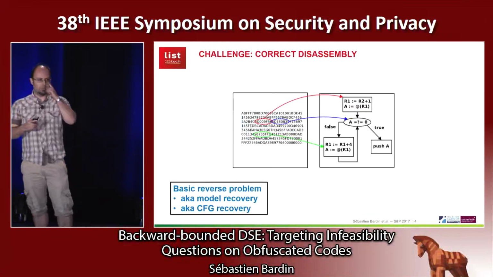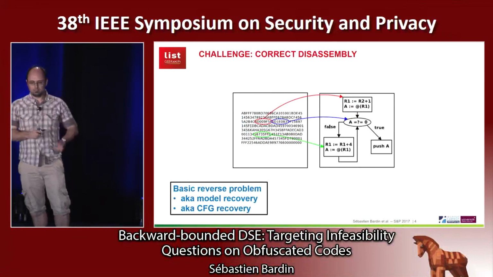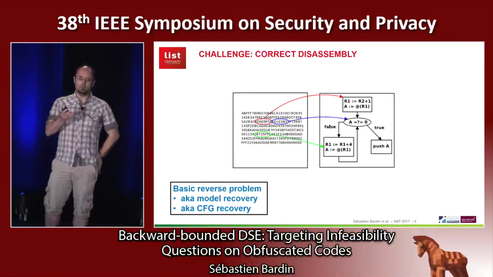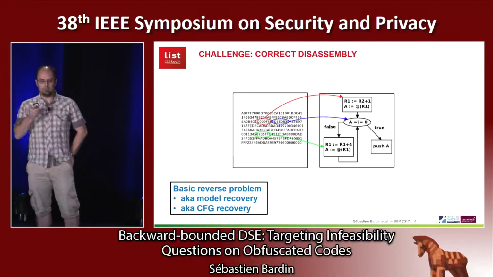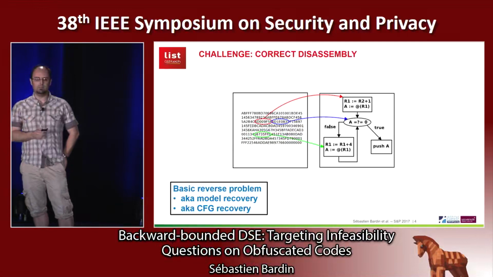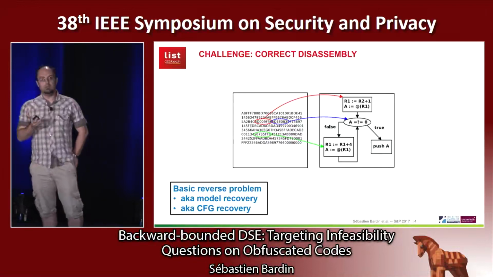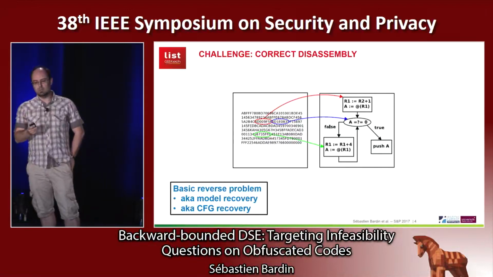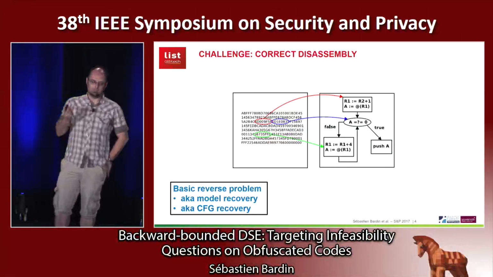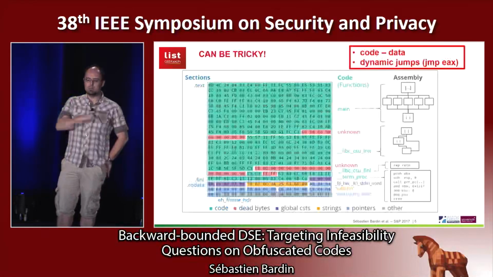Reverse engineering has a broad scope, but we're interested in the very basic first step here, which is just correct disassembly, or CFG recovery, for control flow graph recovery. Basically, what we want to do is find the set of instructions of the malware, and ideally its control flow graph. It's the very first step.